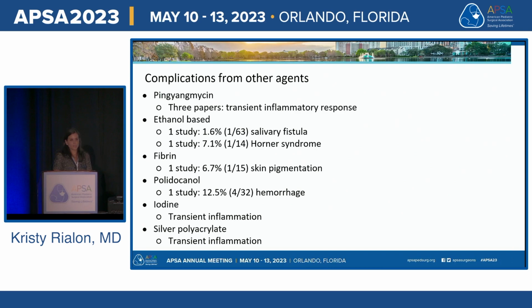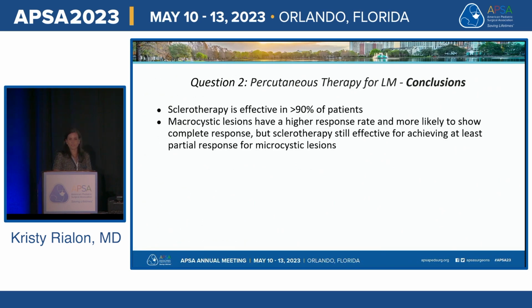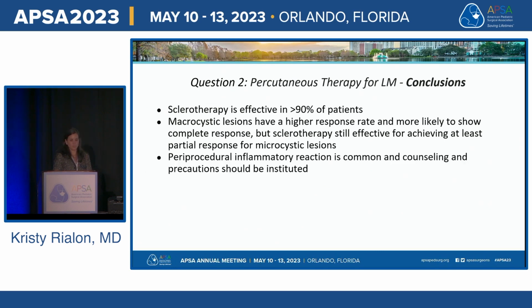There were other agents that were used, but these are really not often used I think at the larger vascular anomaly centers, and there's overall a very low complication rate. So to conclude, sclerotherapy is effective for over 90% of patients. Macrocystic lesions have a higher response rate and are more likely to show a complete response, but sclerotherapy, particularly with bleomycin, is effective for achieving at least a partial response rate for microcystic lesions.